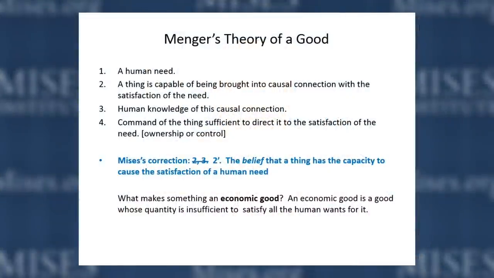Okay. Now, Menger made an error here, and von Mises later corrected it. Mises pointed out that, look, it's not that you have an absolutely correct knowledge of the fact that there's a causal connection between the means that you're using and the end, but you have to at least just believe that it's true, okay? So he said, we'll wipe out 2 and 3, they can be combined, and the proper precondition of a good is the belief that a thing has the capacity to cause the satisfaction of human need.